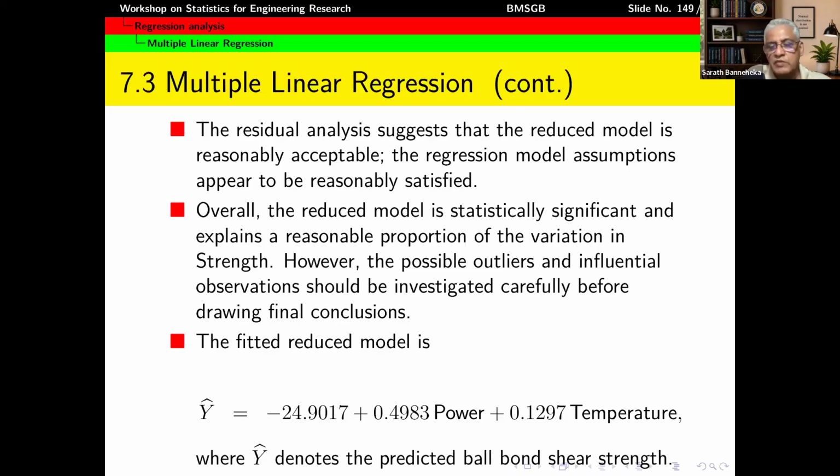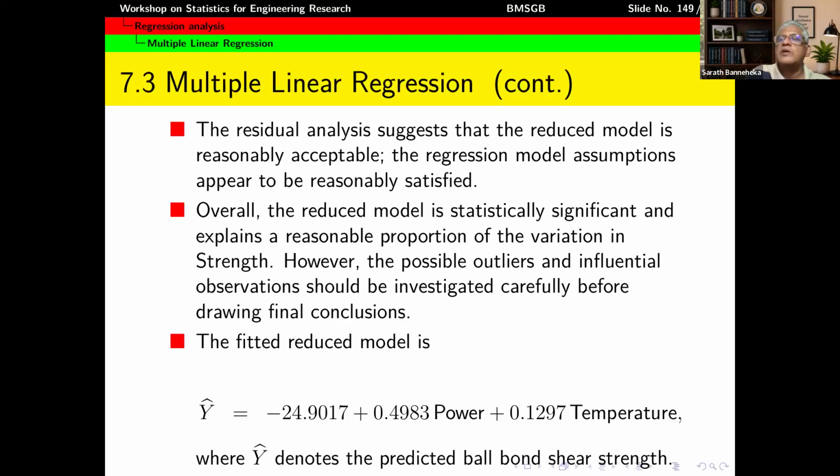So as I mentioned, if there are errors, you can correct them and refit the model, right? Otherwise, if there are very strong influential observations or outliers, and if they are real observations, this model may not be suitable.